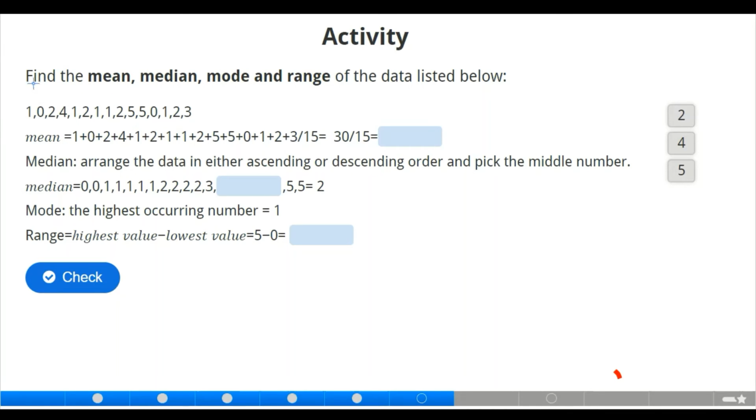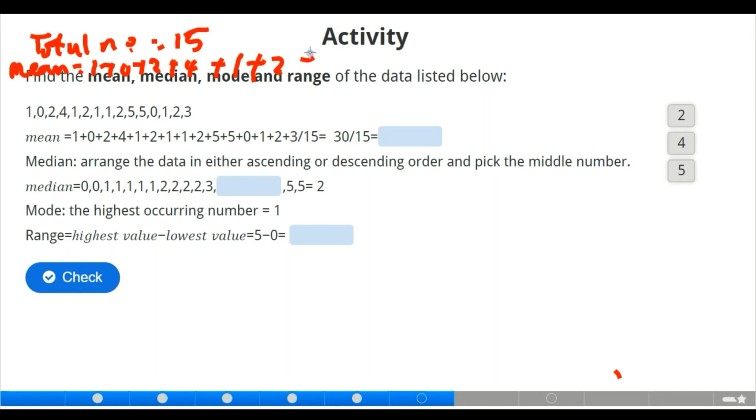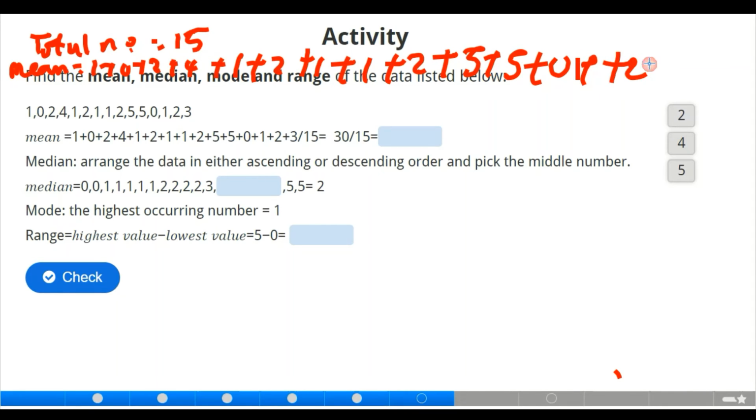The mean is telling us that we add all the data and divide it by the total number of the data. So we count this data, we have 15 data altogether, so the total number is 15. To calculate the mean, we add 1 plus 0 plus 2 plus 4, plus 1 plus 2 plus 1, plus 1 plus 2 plus 5, plus 5 plus 0 plus 1 plus 2 plus 3. We are dividing everything by 15 because that's the total number of the set. Having that, we have 30.